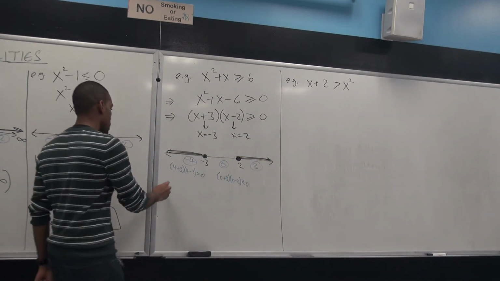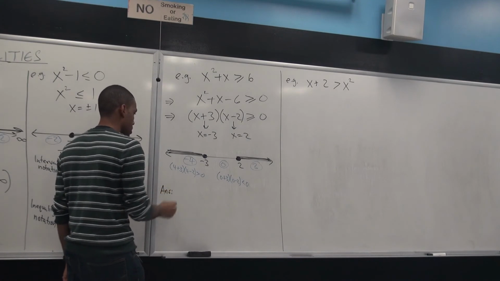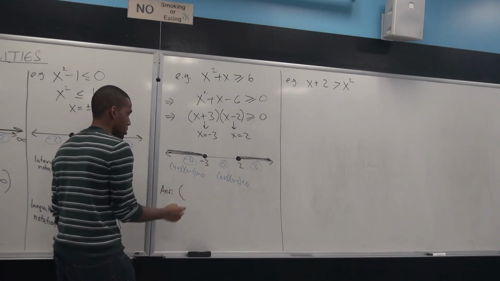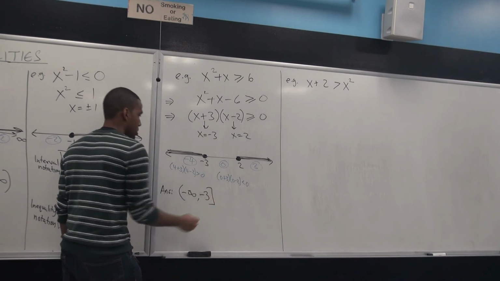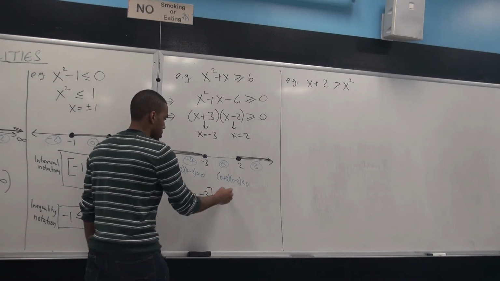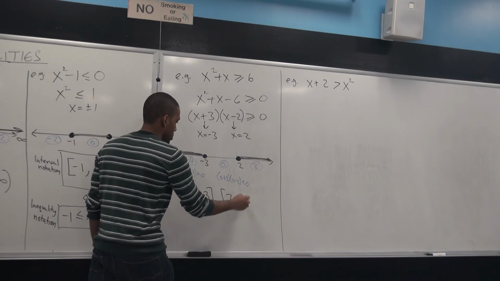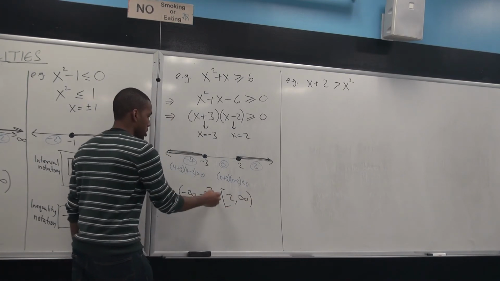So what is the answer here? Open bracket, negative infinity, negative 3, closed bracket, then closed bracket 2, positive infinity, open bracket.